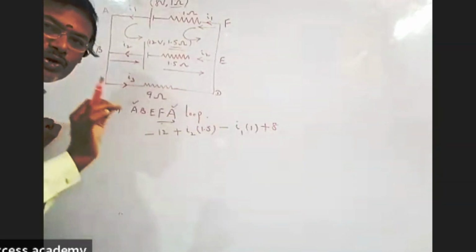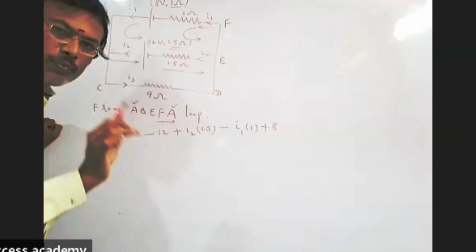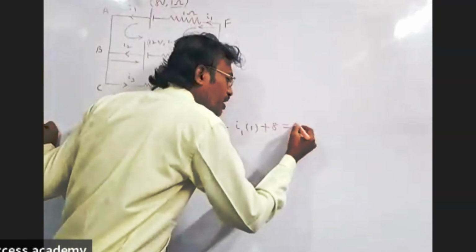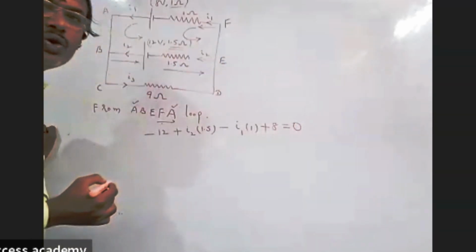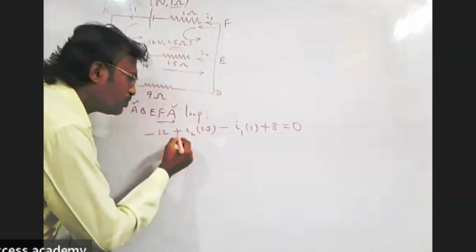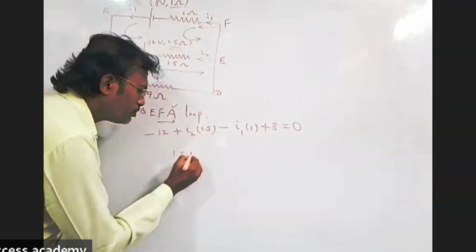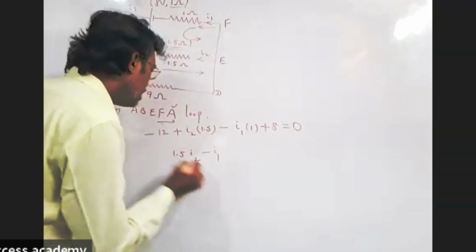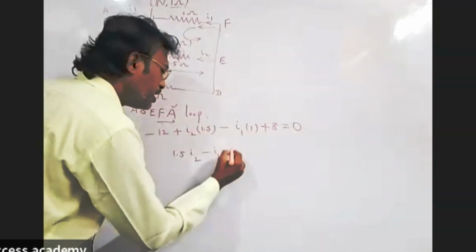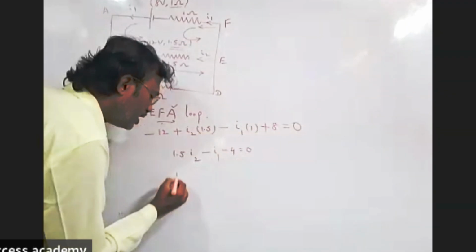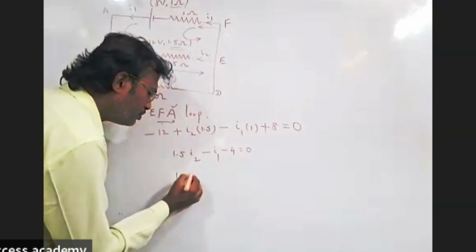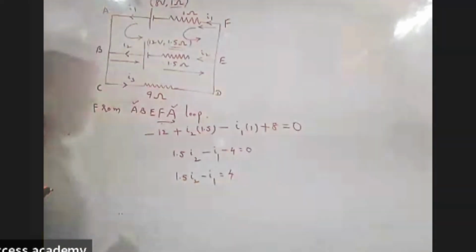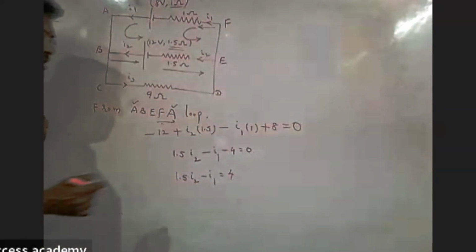Loop completed. Are you getting the point? Once the loop is completed, the entire value becomes equal to 0. Now here, minus 12, this is 1.5 I2. So 1.5 I2 minus I1 minus 12 plus 8 minus 4 equal to 0. Then 1.5 I2 minus I1 is equal to minus 4. Sending that to the other side, that becomes plus 4. This is equation 1.